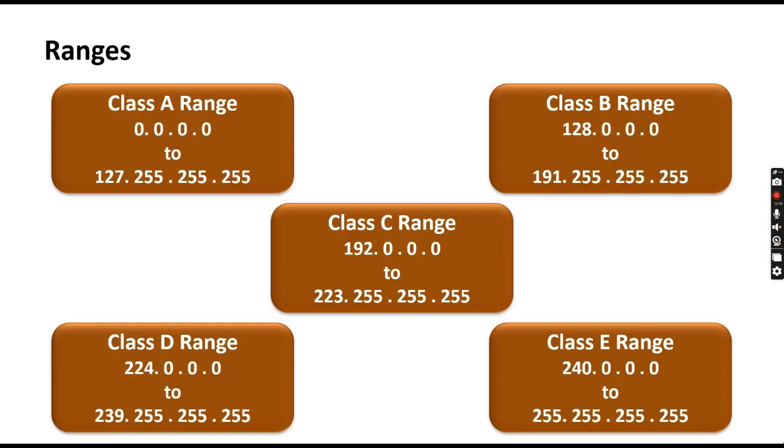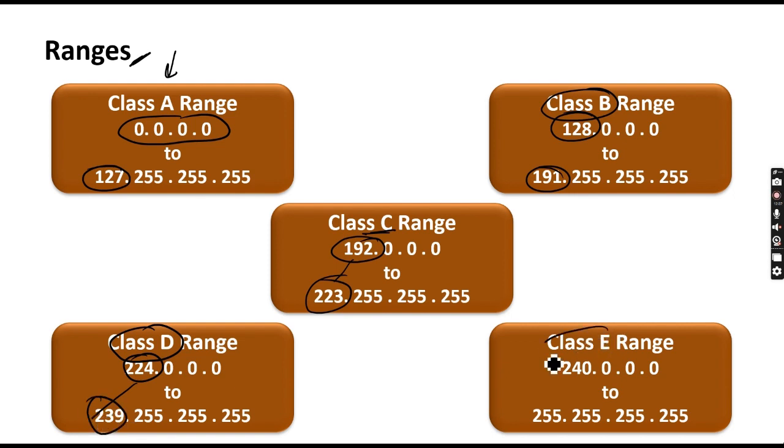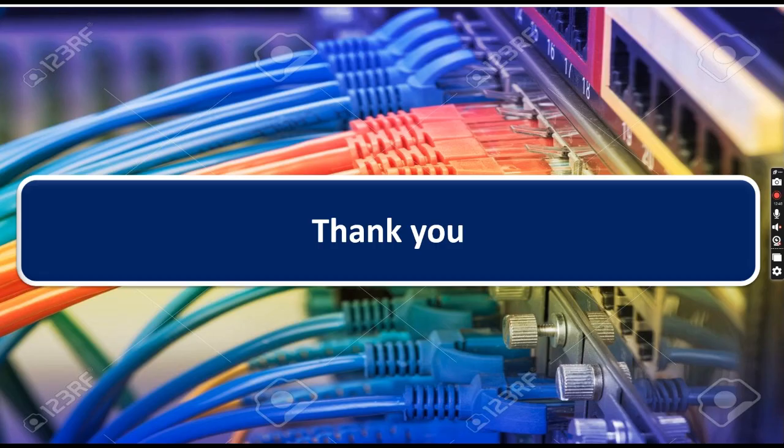Fine. Now these are the different class ranges. For example, class A range is 0 to 127, class B range goes 128 to 191, class C goes 192 to 223, class D goes 224 to 239, and class E 240 to 255. This is what the different classes of IP addresses and their use cases are. So that's it for this lecture. We will see you in the next lecture.